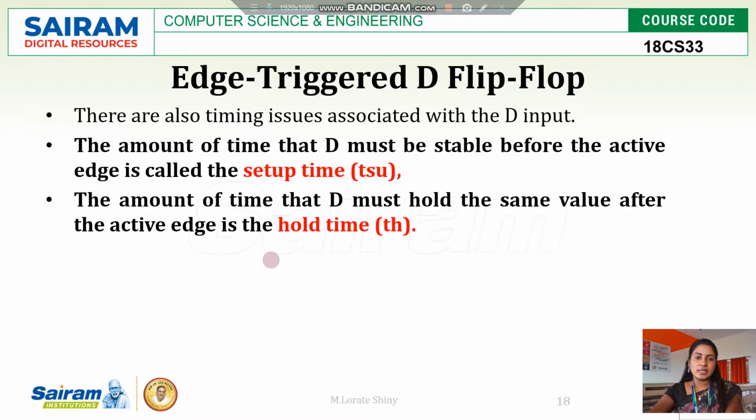Next, in edge trigger D flip flop, there are some timing issues. First one, the amount of time that D must be stable before the active edge is called setup time. The amount of time that D must hold the same value after the active edge is called hold time. So there are two timings in edge trigger D flip flop: setup time and hold time.